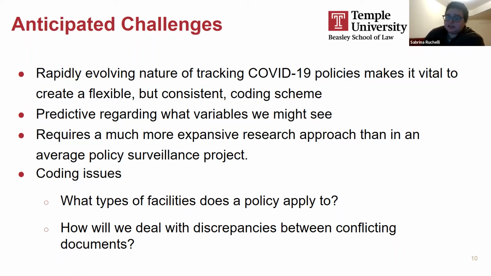And also, as Alex noted, this really requires a much more expansive research approach than in your average policy surveillance project. Some coding issues, again, drawing on our experience with COVID-19, include things like what types of facilities a policy applies to, which might not always be the clearest. And if you have different documents, sometimes they might have discrepancies, and how do you deal with those conflicting sources of information?